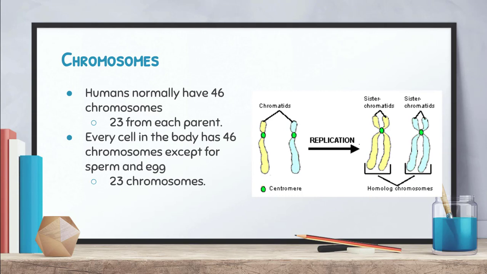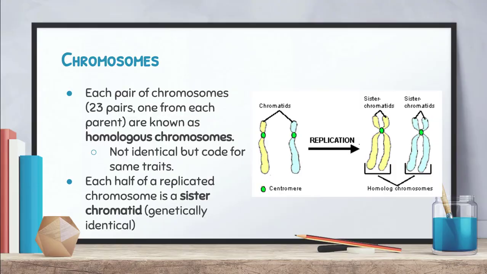Now, all cells have 46 chromosomes except for sperm and egg. Sperm and egg only contain 23 chromosomes. So when fertilization happens, 23 from the sperm, 23 from the egg, we end up with 46 chromosomes, enough for, well, a human. And so during the process of mitosis, when we start off as that one cell, the cell will replicate, make copies of those chromosomes so that each cell after mitosis has 46. And then the process continues and continues and continues throughout your life until you die.